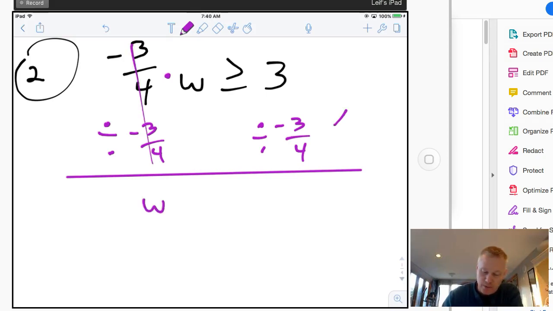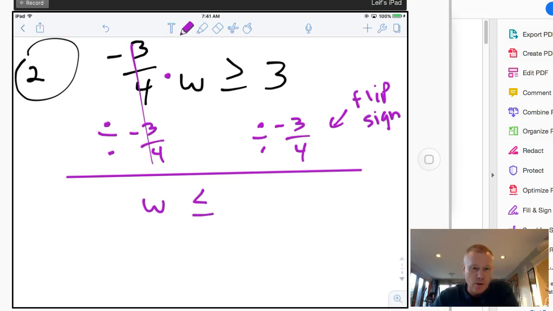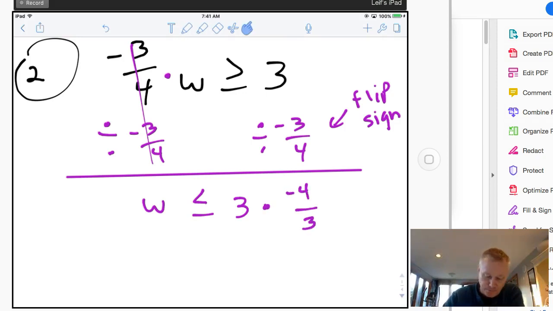Now this one, I have to flip the sign. This is what I'm talking about, because I divided by a negative number. So this one goes the other direction now. It went from being greater than to now less than. And what I have is 3. And I'm going to flip and multiply. So I'm going to multiply this one times negative 4/3.